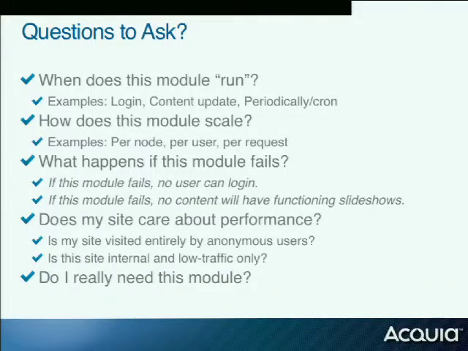Think about which pages it's affecting. How does this module scale? As this grows out, is this something that latches onto every user account or every node or every taxonomy term? Or is this a global setting that really only exists in one place? These are all things you can extract from just a description of the module and a really basic understanding of what it's doing. What happens if it fails, and how does that affect the site with performance?